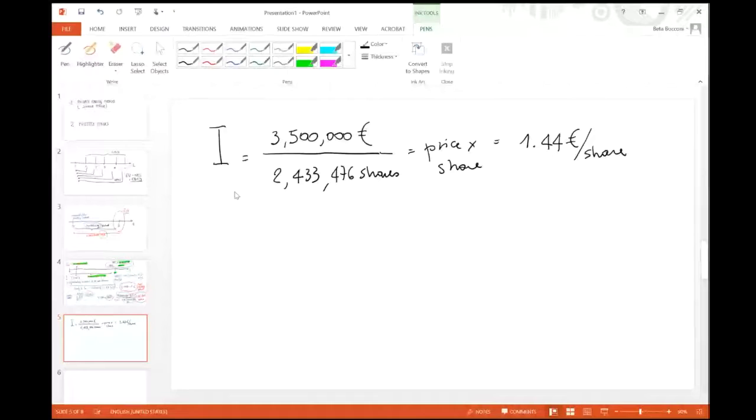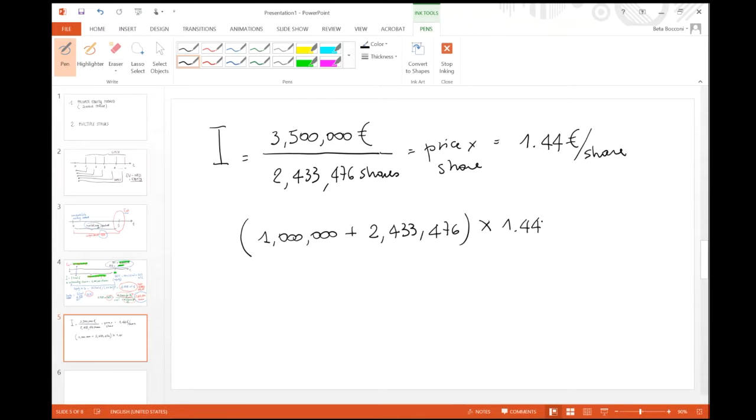So really now everything becomes, I would say, pretty intuitive. You know that your company today is a thing of this kind. Follow me. You have a company that overall, in terms of number of shares, has the original number of shares outstanding, 1 million, plus the new shares issued for the capital increase, 2,433,476, times what? Times, of course, the price paid today by us, investors, to enter in the company.